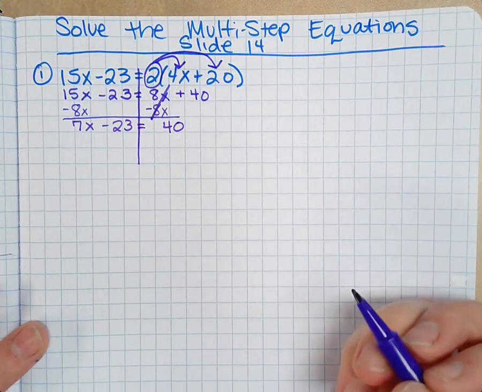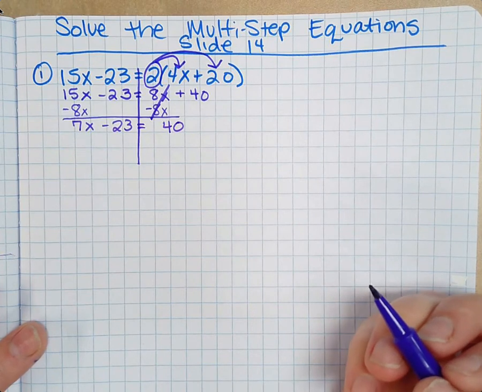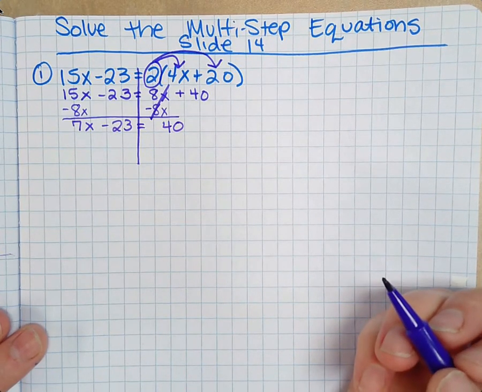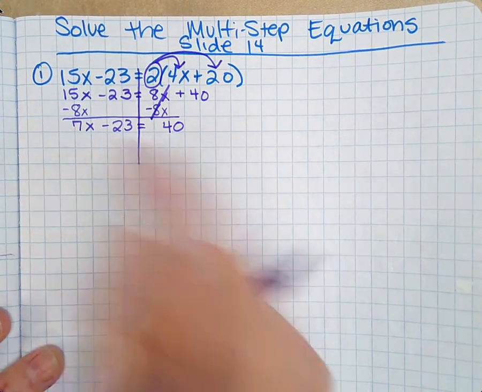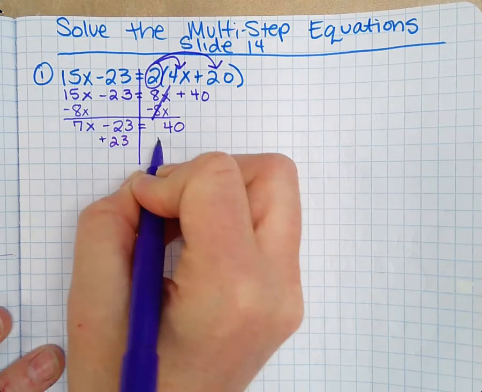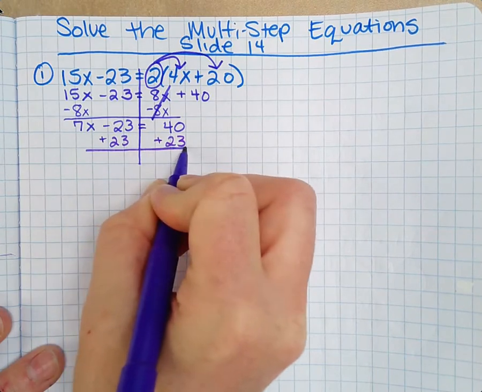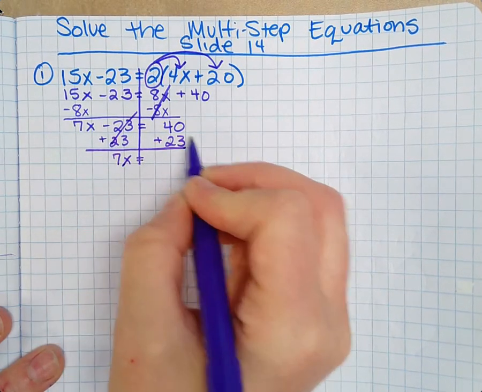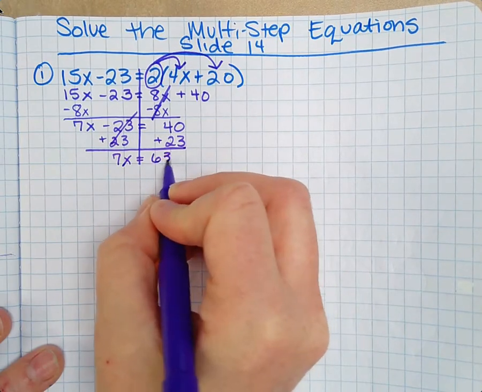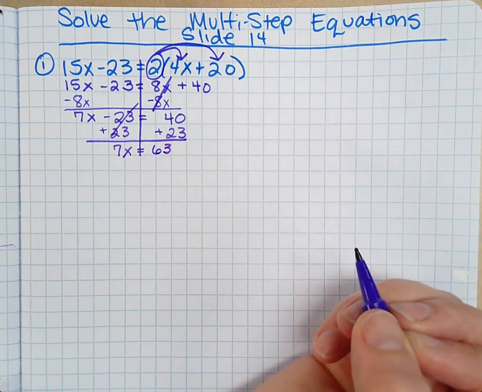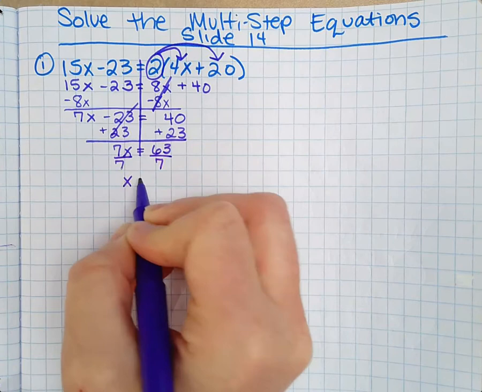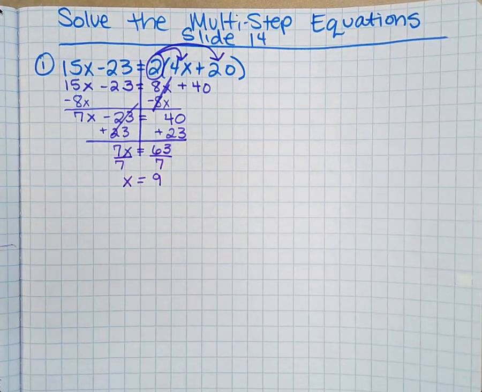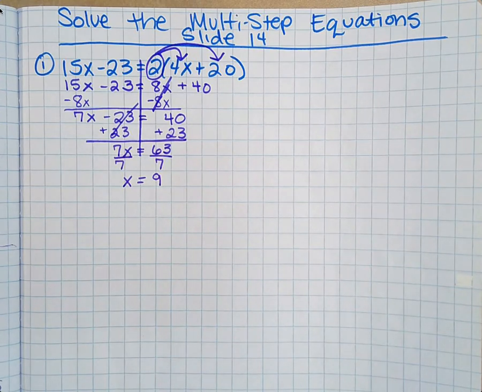Minus 23. Yes, minus 23. I wrote it right, just didn't say it right. Okay, and then we need to get this minus 23 on the other side because we want the 7x by itself. So plus 23. We get 7x equals 40 plus 23, 63. Divide by 7. So x equals 9. Hey, we still need to check it though.